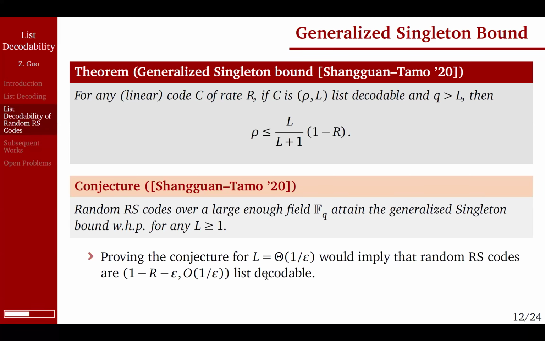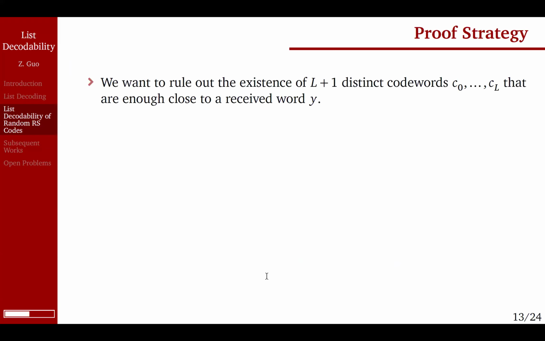If I talk about L equals 3, for example, this will give you 3/4 of 1 minus R. The conjecture is that this is tight, even achieved by Reed-Solomon codes, which is a pretty strong conjecture. They prove that it's true for L equals 2 and 3, but could not do it for larger L. How does the proof approach work? This is the proof strategy.